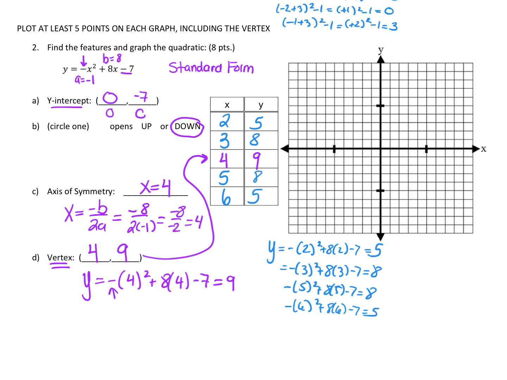All right, now to plot my vertex, 4, 9. Draw on my axis of symmetry at 4, and then plot my other points. So 2, 5, 3, 8, 5, 8, and 6, 5.